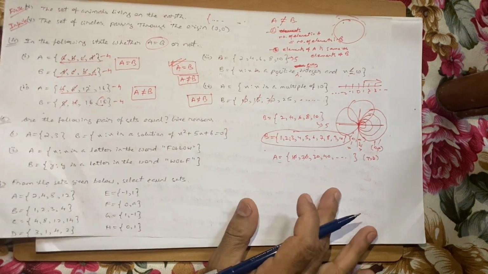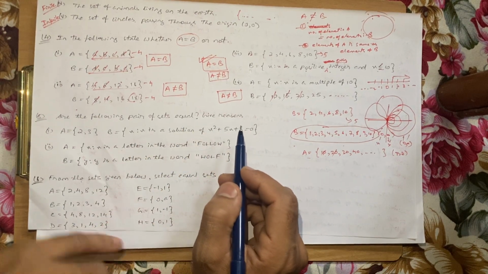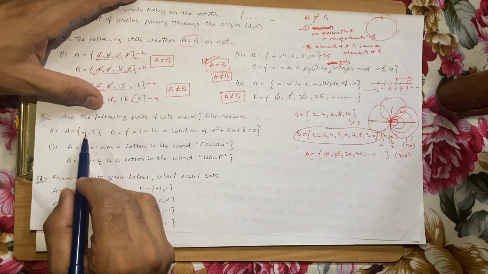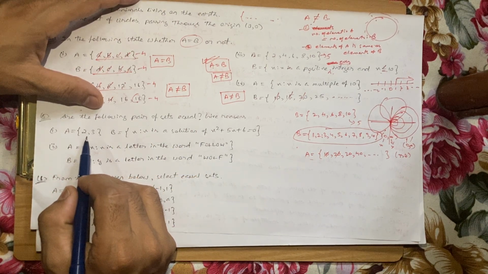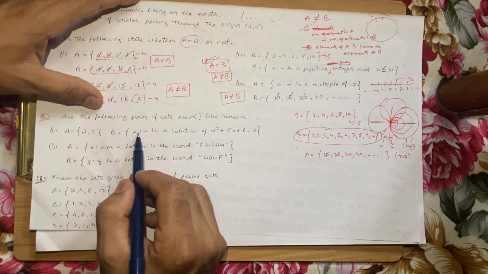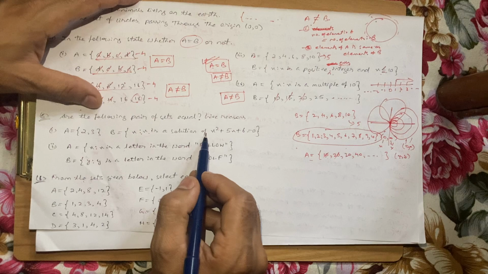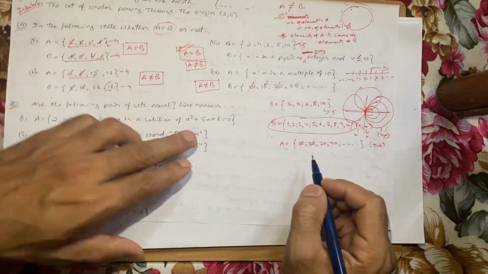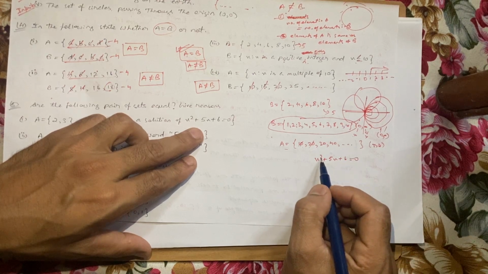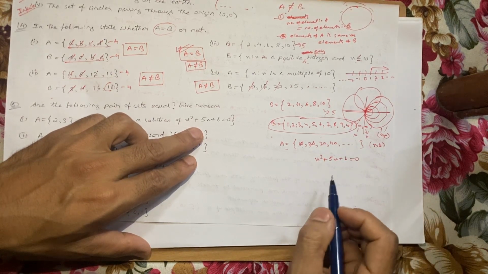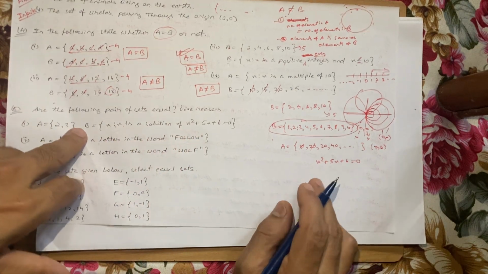Okay. Now the next question is, are the following pairs of sets equal? Give reasons. Okay, so let's try to solve this. Set A is 2 and 3. The set A has 2 elements, 2 and 3. And the set B, in set builder form, is X such that X is a solution of this equation. So let's try to solve this equation. This is a quadratic equation, x square plus 5x plus 6. When we solve this equation, we'll get two values of x, because this is a quadratic equation, and that will be the set B.